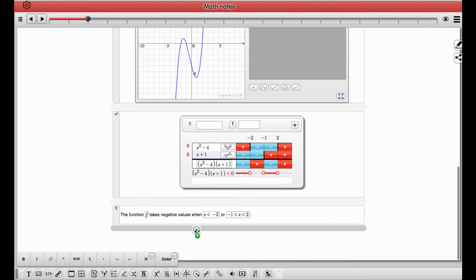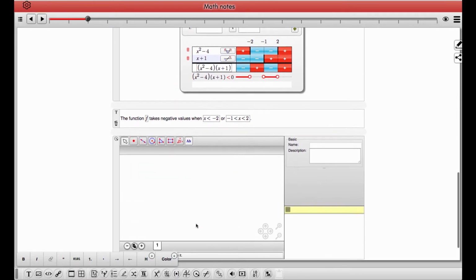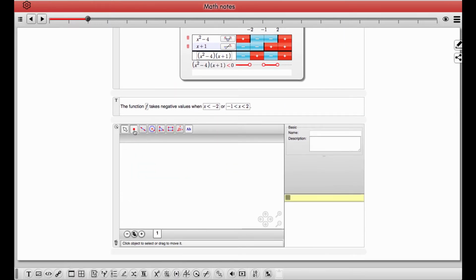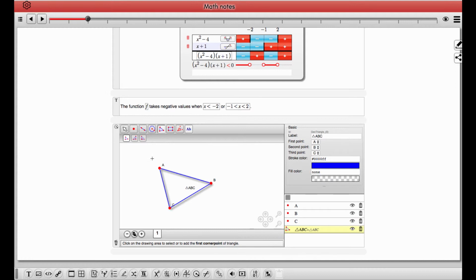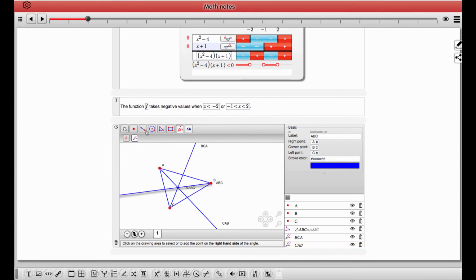We can use the geometry tool to draw geometric figures. Let's see how we can draw a circle inscribed in a triangle. We draw a triangle. And then we draw bisectors in each corner. We find their point of intersection and the normal through the point of intersection to one of the sides.